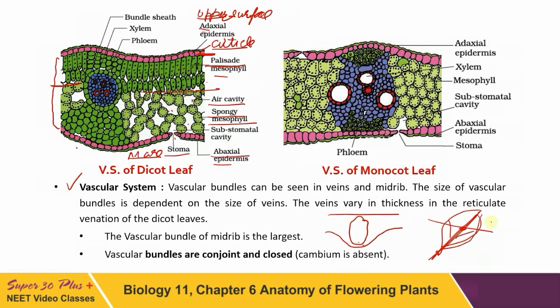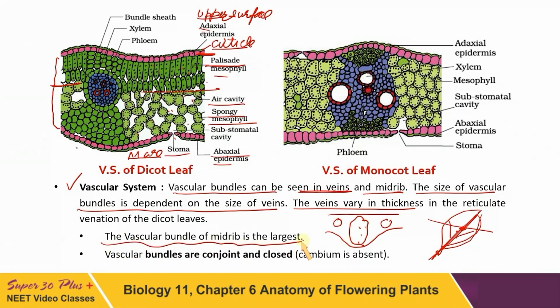No doubt the other vascular tissue will also be there, which will not be of the same thickness. The vascular bundle which represents the mid-vein is the thickest one. So here a sort of bulging is there. Important thing, vascular bundles can be seen in veins and midrib. This is the midrib, these are the veins. The size of the vascular bundle depends on the size of the veins. The veins vary in thickness, as I told you, in reticulate venation. The vascular bundle in the mid-vein region is the largest, thickest one.